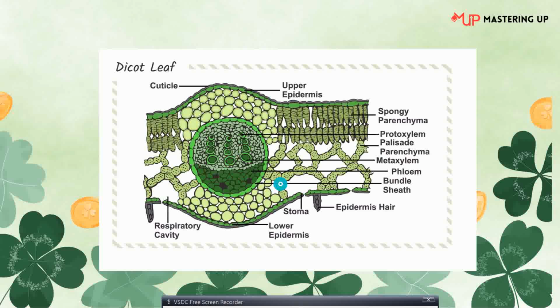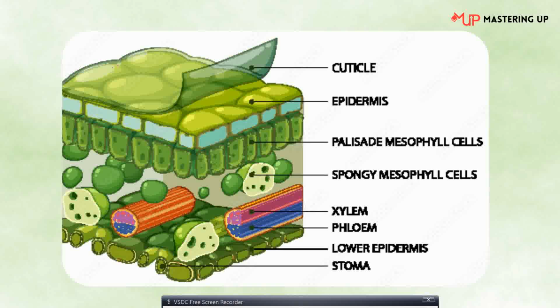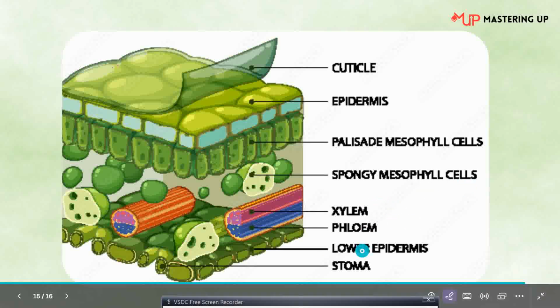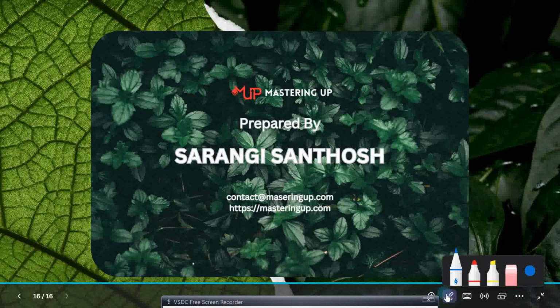And the stomatal cavity is there, and the air cavity is present between the mesophyll cells. We have palisade mesophyll cells that are arranged closely, and spongy mesophyll cells that have gaps and air cavities in between them. So here is the basic structure of a leaf. We have the cuticle, epidermis, palisade mesophyll cells, spongy mesophyll cells, and xylem and phloem as the vascular bundles. Then the lower epidermis is called the abaxial epidermis, the upper epidermis is called the adaxial epidermis, and we have stomata.